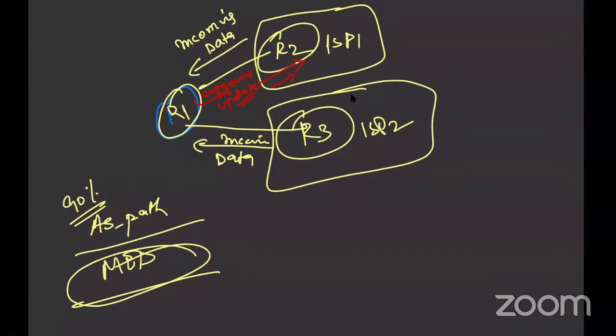Okay, I'll be increasing. Suppose I want to make R2 the primary one. So for the R2 neighbor, I'll increase my AS path length.